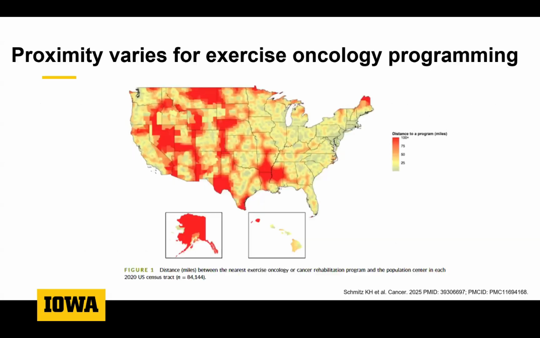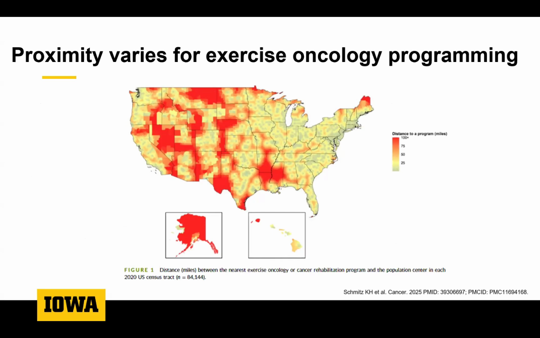As part of the Moving Through Cancer Task Force, we were able to map those specific exercise oncology programs. So these are existing programs that are meant to serve individuals with cancer across the United States. And you'll see from this heat map, the dark red color indicates an exercise oncology desert.